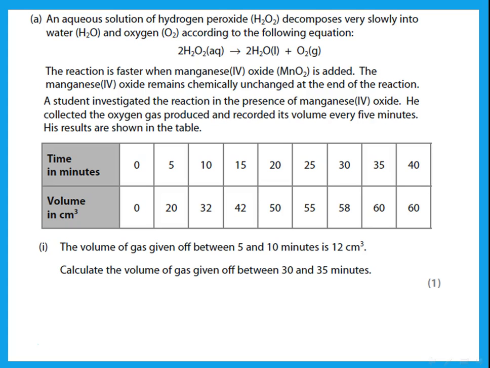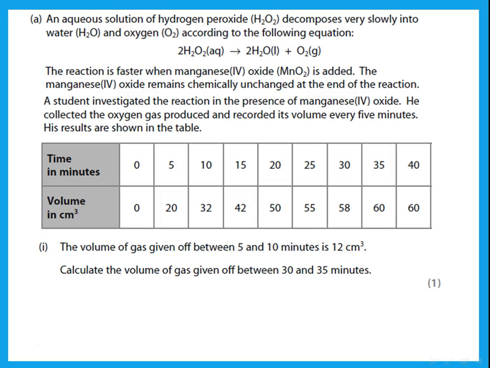The first one gives you information about hydrogen peroxide, and it says the reaction is faster when manganese oxide is added. The manganese oxide remains chemically unchanged. Once he tells you that when I added the manganese dioxide, the reaction is faster, and the manganese oxide remains unchanged, that means the manganese oxide was a catalyst.